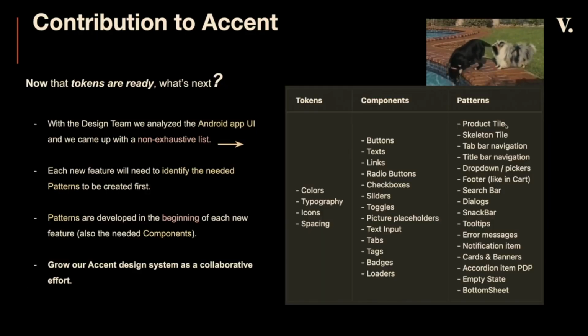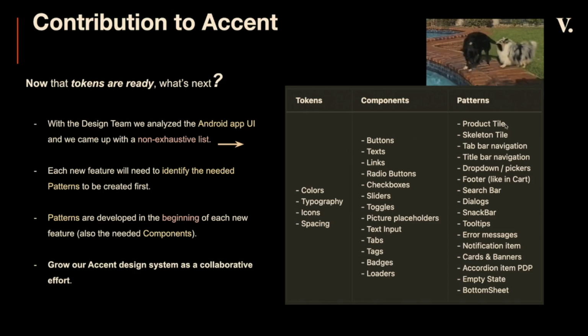Now, tokens are implemented. How to contribute to accent? So, collaboratively with our designers, we did an analysis of our Android app UI, and we came up with this pre-selected list of components and patterns. So we can see how we are describing them, how we are splitting them in different columns. The tokens, we already talked about that: colors, typography, icons, and spacing.